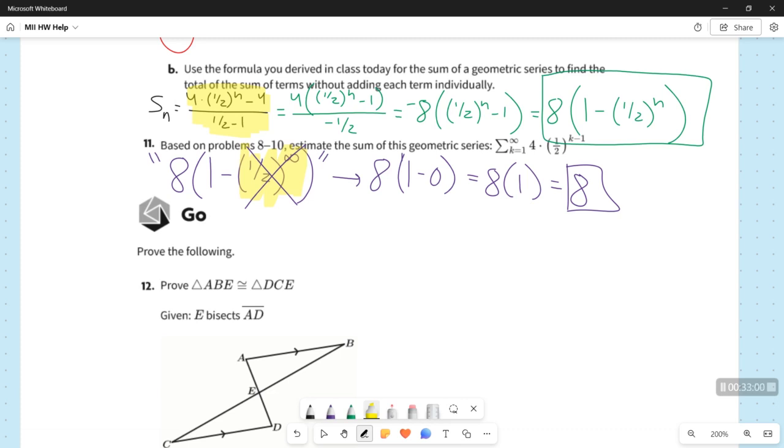But if you use the simplified version, which is in green, then hopefully for number 11, this estimation makes a little bit more sense as to why this is going to converge to a final answer of 8 as your n value gets increasingly large for this summation.